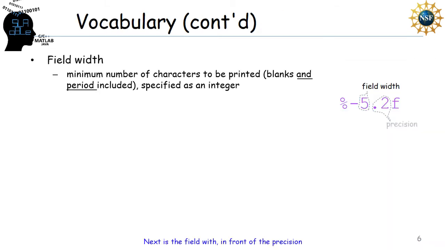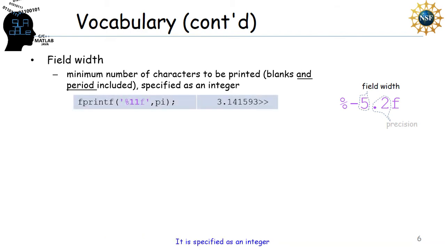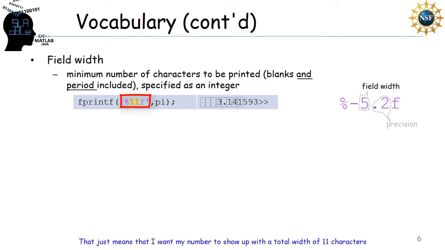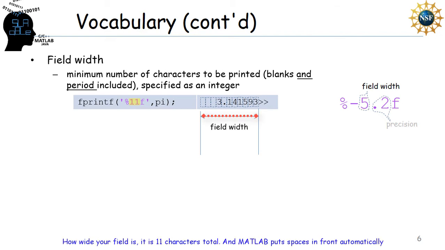Next is the field width in front of the precision. It's the minimum number of characters to be printed, but that will include the blanks and the period. It's specified as an integer. Now look at the 11 that I wrote here. %11f. Again, the 11 is in between the % and f. That just says that I want my number to show up on a width of 11 characters. So the total width, how wide your field is, 11 characters total. And MATLAB puts spaces in front, automatically, avoiding us to have to do space, space, space, space, space.